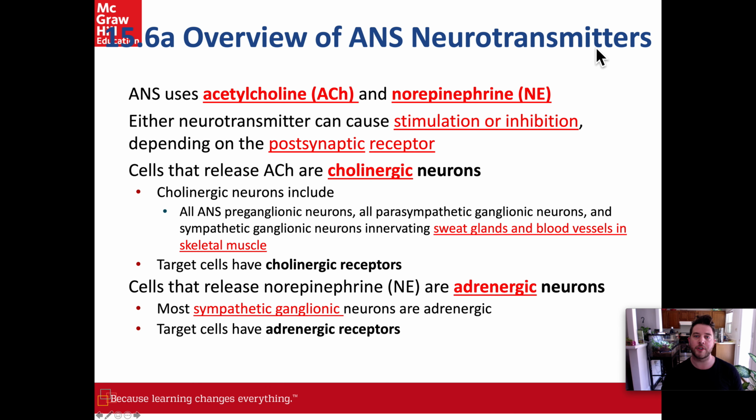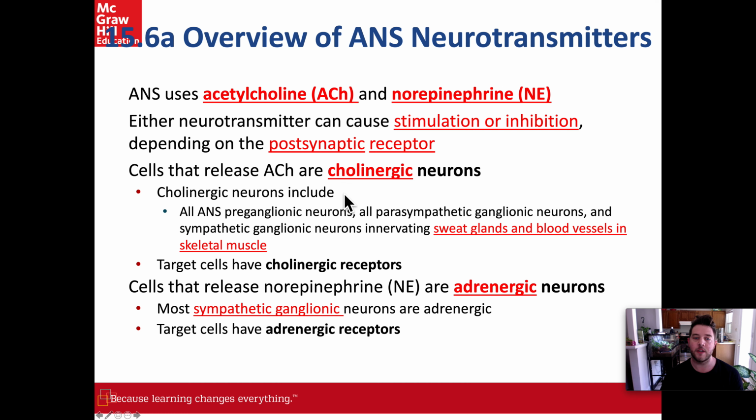Okay, neurotransmitters of the autonomic nervous system. We use both acetylcholine and norepinephrine. Either neurotransmitter can be stimulatory or inhibitory. It depends on your postsynaptic receptor. That's the important thing here. So ACh or norepinephrine, epinephrine, they can both be excitatory or inhibitory. It just depends on that postsynaptic receptor.